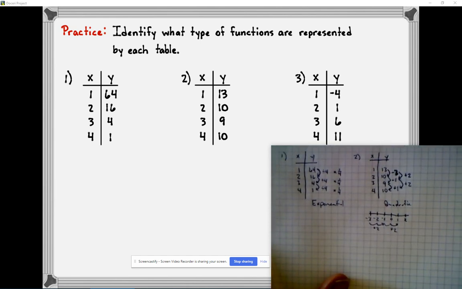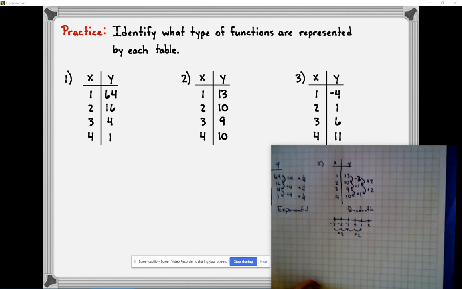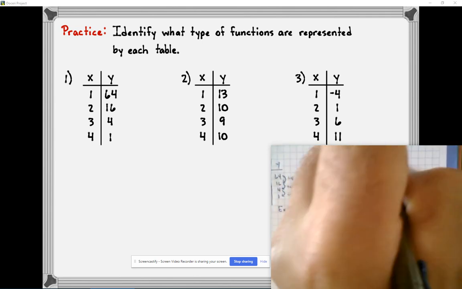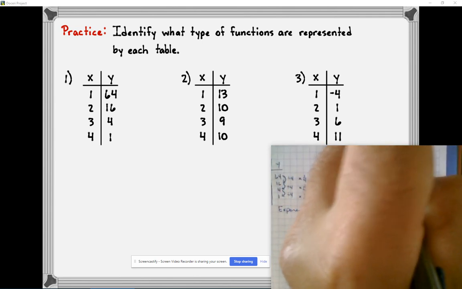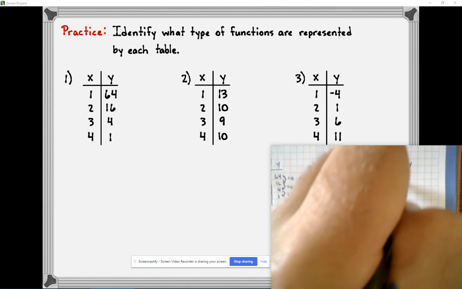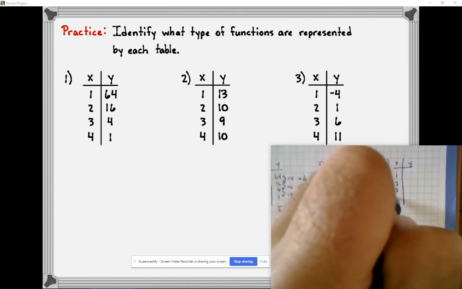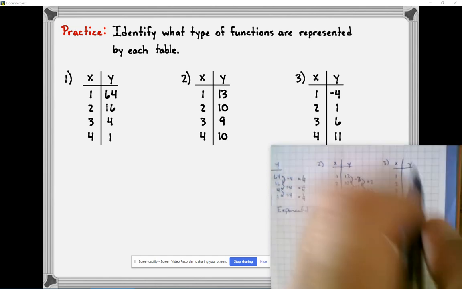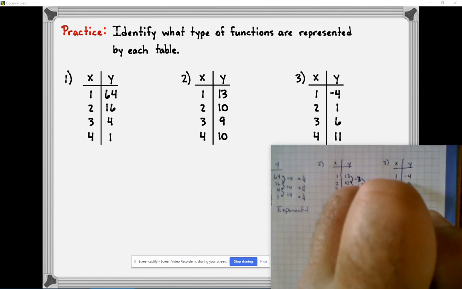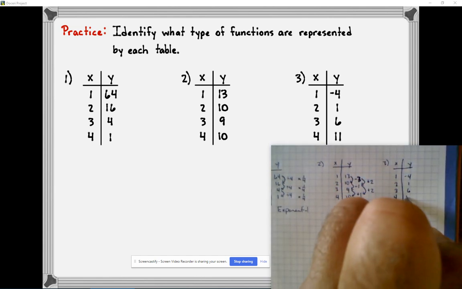All right, looks like I'm running out of notebook room. Let me go over here a little bit. Let's take a look at number 3. We have this table. 1, 2, 3, 4. And we have -4, 1, 6, and 11.